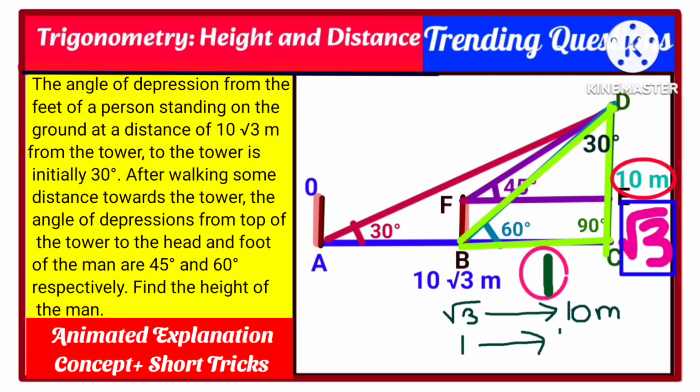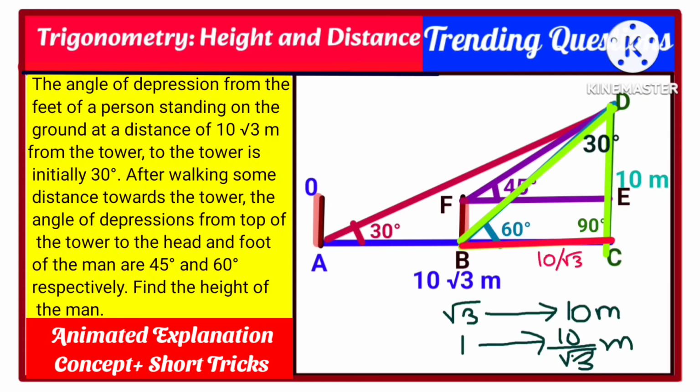If we want to find out the value of BC, that is 1 unit, that will be equal to 10 divided by root 3 meter. Now as you can see, BC and FE are equal in length, so FE will also be 10 divided by root 3 meter. As the height of the man is the same, these two lines are parallel and at equal distance, so this will be 10 root 3.